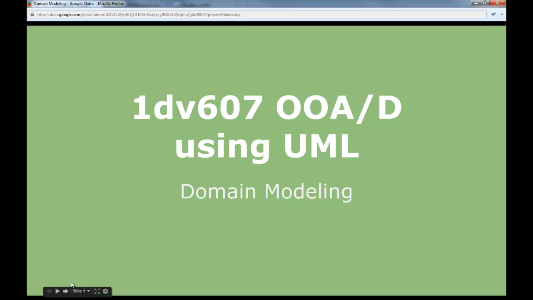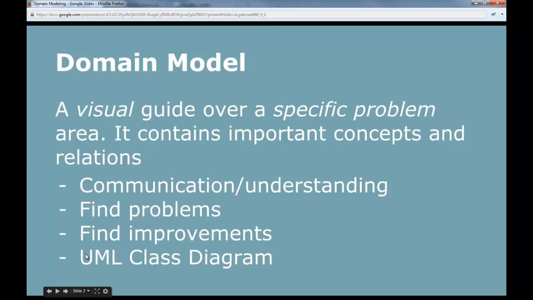So yes, domain modeling. A domain model is a visual guide over a specific problem area. As we did in the first lecture, we did a small domain model over this ridiculous DICE game, and we put important concepts like DICE game, DICE, player in it. And we use relations to explain how these are connected to each other. To find problems in the requirements, we found some missing details. So we could improve our requirement.